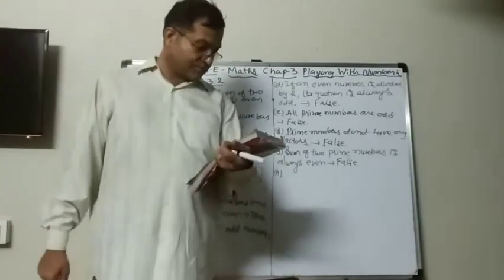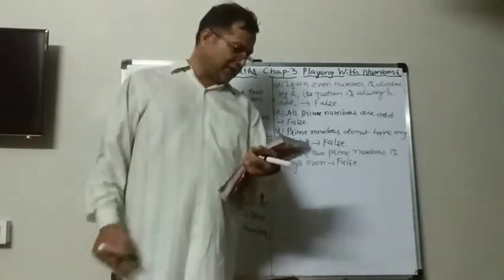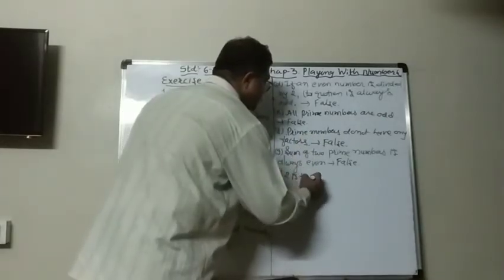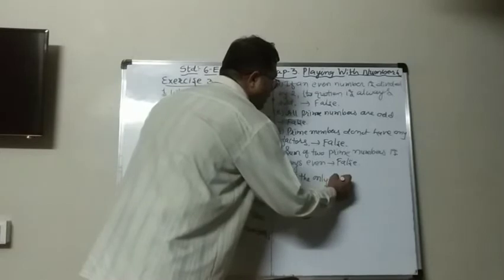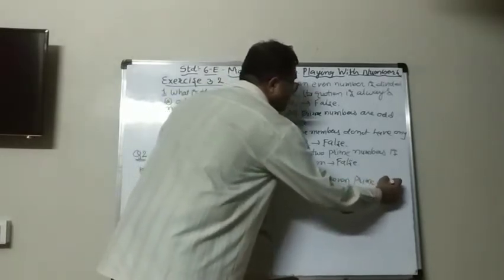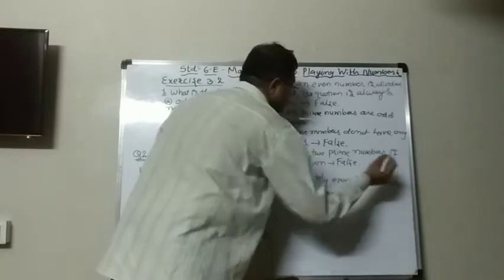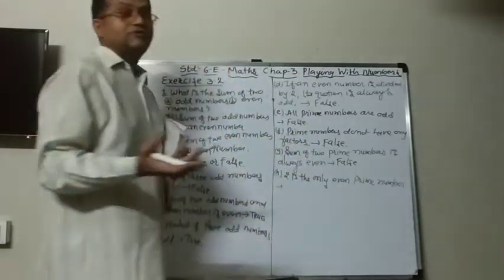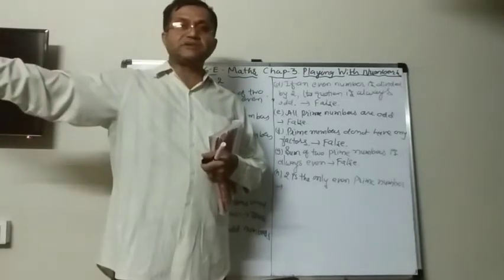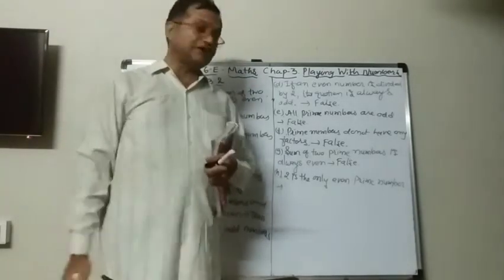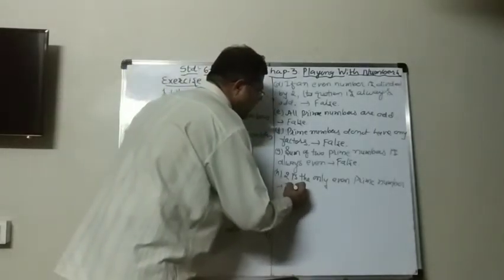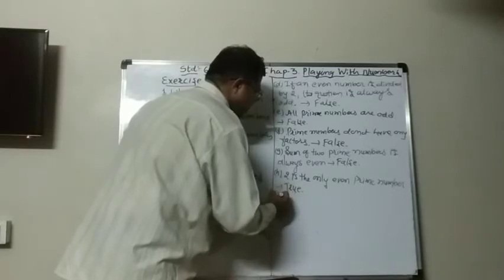Then H. 2 is the only even prime number. And we already know about it, that all the other prime numbers are odd. Only the 2 is the even prime number. So nothing to think about it. It is the true statement.